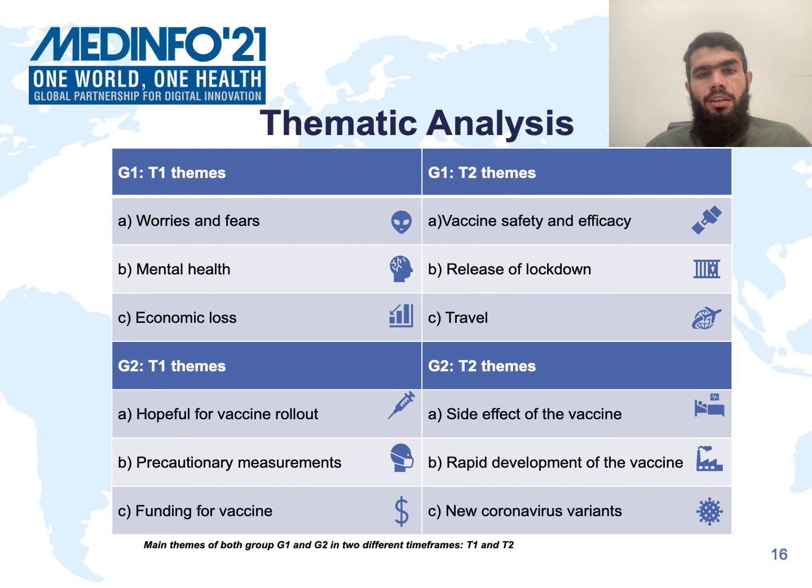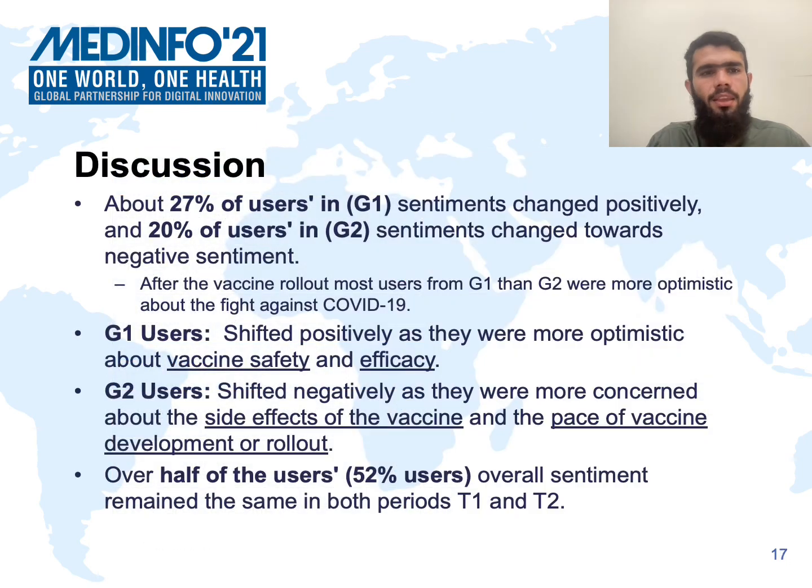And in time period 2, after the vaccine was rolled out, group 1 users were more concerned about vaccine safety and efficacy, release of lockdowns, and travel. On the other side, group 2 users after vaccine rollout were more concerned about the side effects of the vaccine, the rapid development of the vaccine, and new coronavirus variants. About 27% of G1 users' sentiments changed positively, and 20% of G2 users' sentiments changed toward negative.